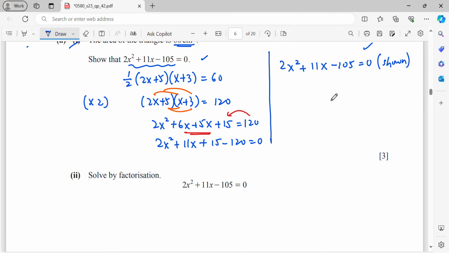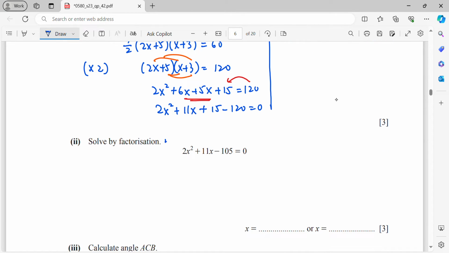Okay, now part 2, solve by factorization of this. So for factorization, to get 2x squared, it will be 2x times x. Now this is plus. Plus times minus is a minus. Therefore, I need to have these two signs in my third column.